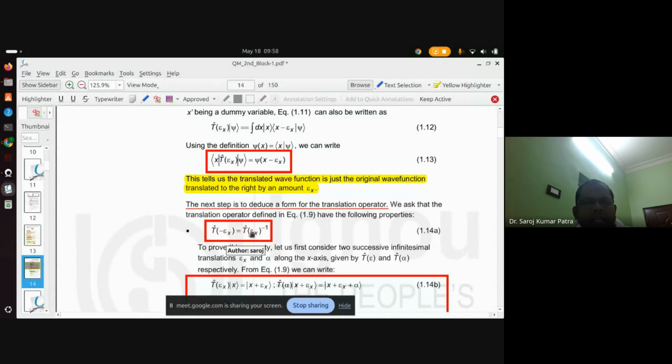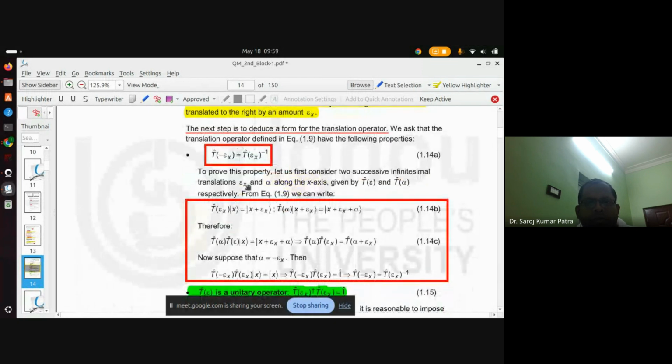What does T epsilon x do? T epsilon x takes the system from x to x plus epsilon x. If I want to move back, what will I do? I'll take the inverse operation. That inverse operation is nothing but a translation in the negative direction of x, which is T of minus epsilon x. To prove this property, let us first consider two successive infinitesimally small translations, epsilon x and alpha.